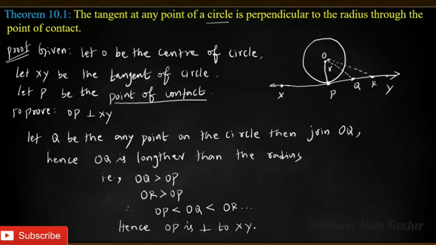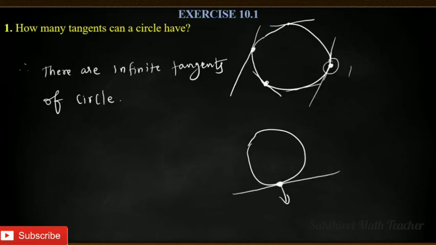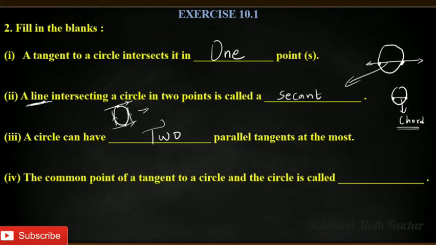What is the name of the common point for both the circle and the tangent? That is called the point of contact. Okay, point of contact, that you have to say, right, children? So you have to understand these things from this diagram.